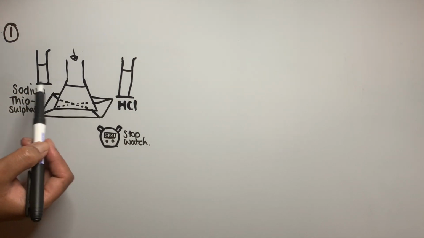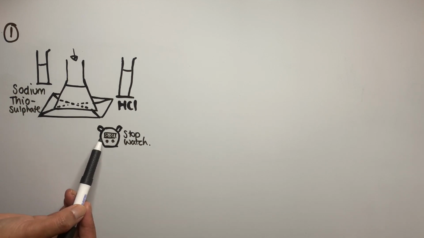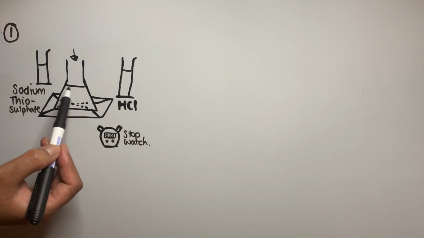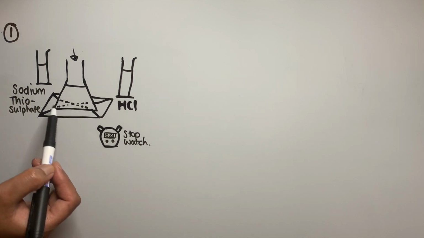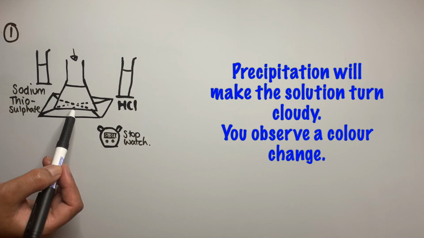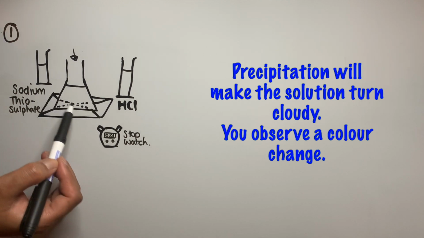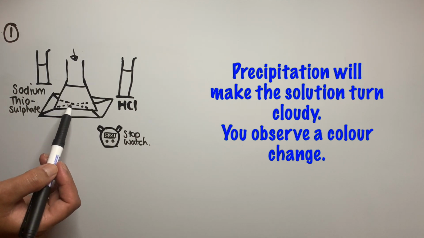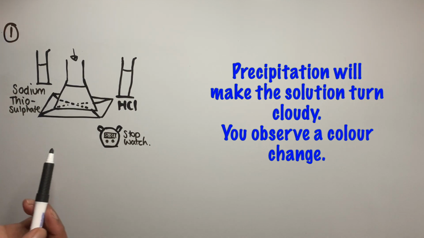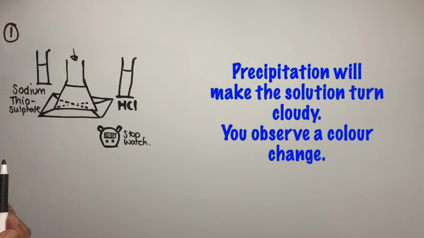As soon as we add the two solutions together, we would start our stop clock, and when the reaction starts, because it's precipitation, the solution will start to go cloudy. When we are no longer able to see the cross through the conical flask and through the solution, which is becoming cloudy, we would then stop the stop clock and record our results.